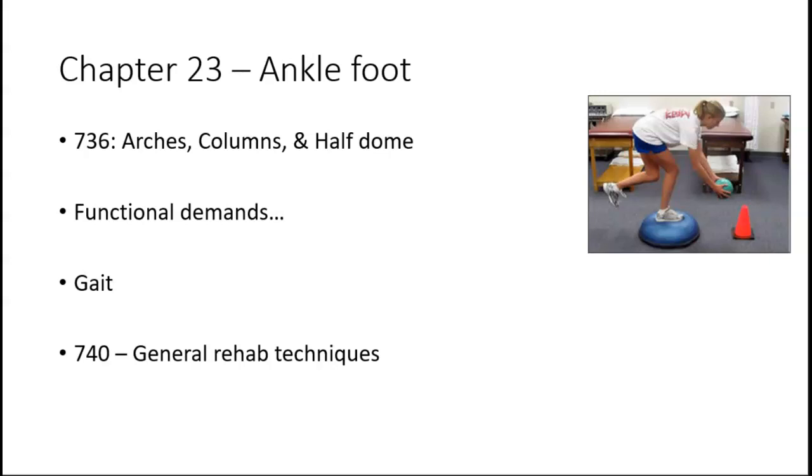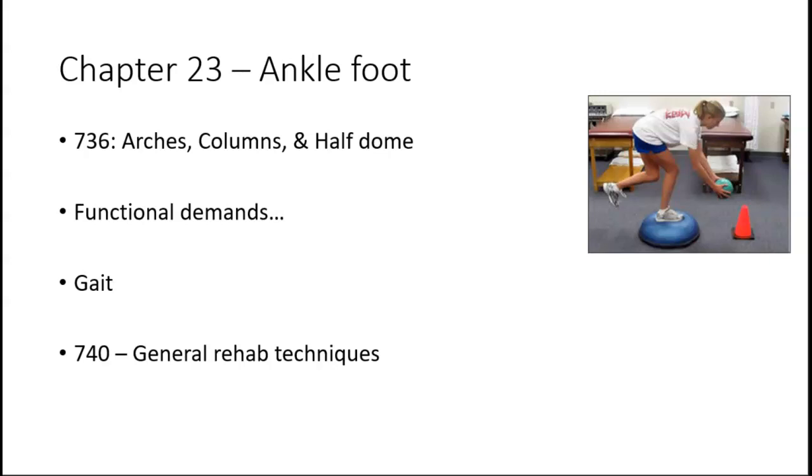And then on page 736, this is one area of the new edition of the text that is much more expanded. It gives a much more detailed description of the different arches, and they have this column and half dome kind of system to describe how the foot should be. The functional demands of the foot and ankle complex on page 736 go through a lot of the normal biomechanics of gait that we've already talked about, but it's a nice review.